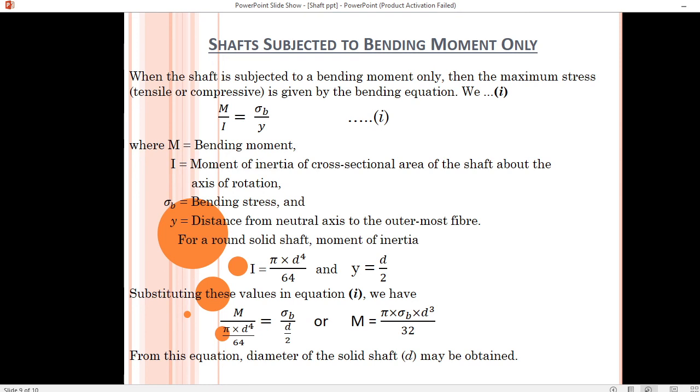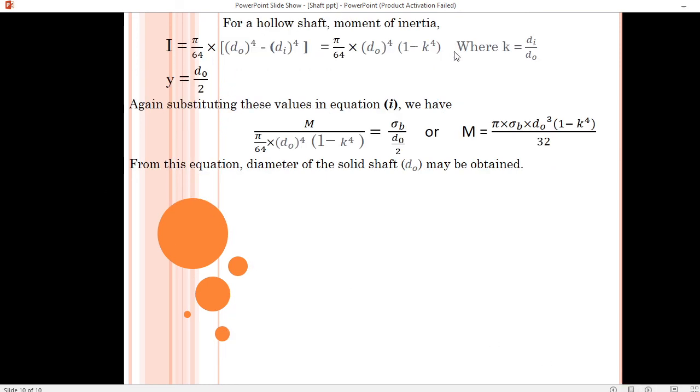Next, for a hollow shaft, once again I is equal to pi by 64 into d0 to the power 4 minus di to the power 4, where d0 is the outer diameter and di the inner diameter. As we have seen previously, this can be written as pi by 64 d0 to the power 4 into 1 minus k to the power 4, where k is di by d0. Next, Y is d0 by 2.